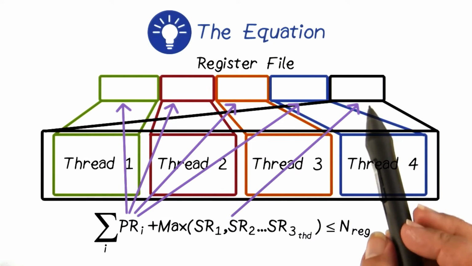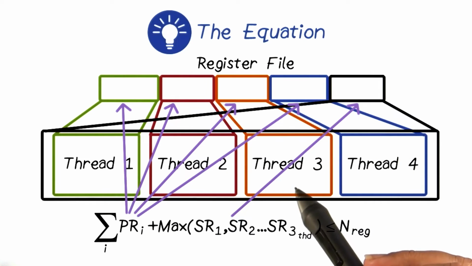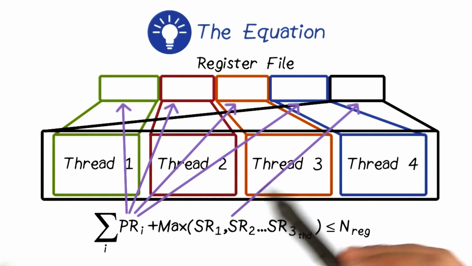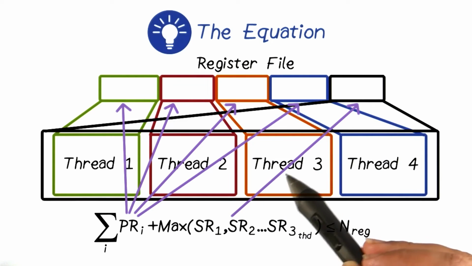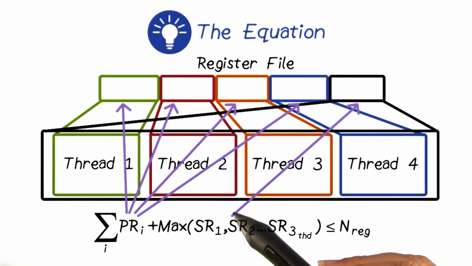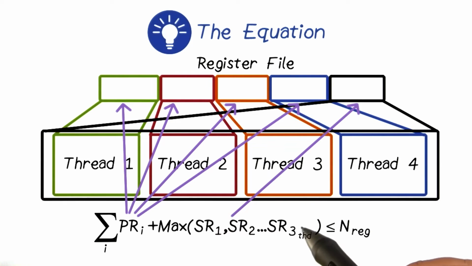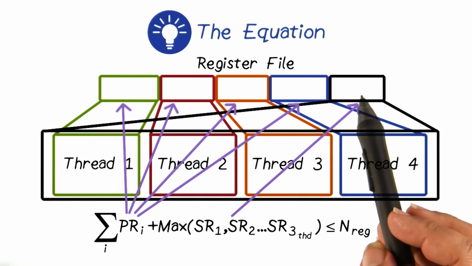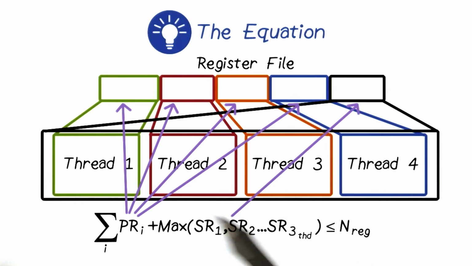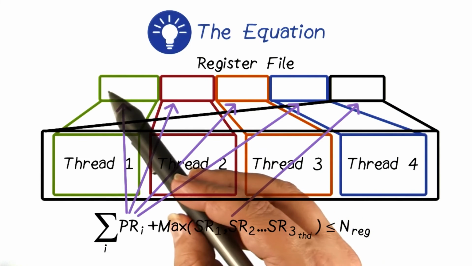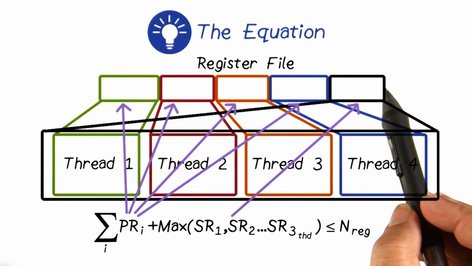But then we also have a pool of shared registers, and each thread may need a different amount of shared registers as well. What we do here is we want to take a maximum of the requirements of such shared registers, and take that plus the total number of private registers, and make sure that requirement is below the total number of registers shown over here. The total number of registers is this.